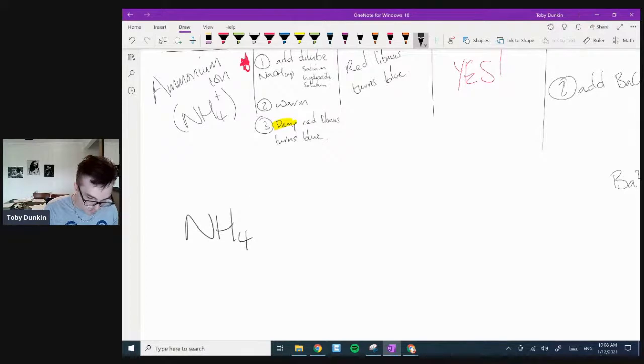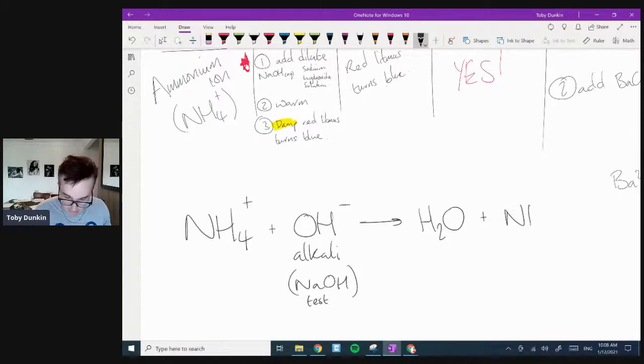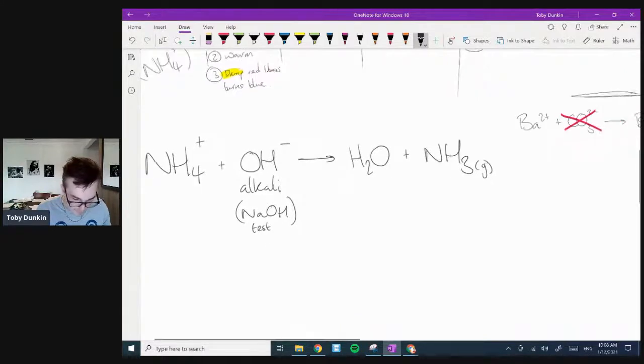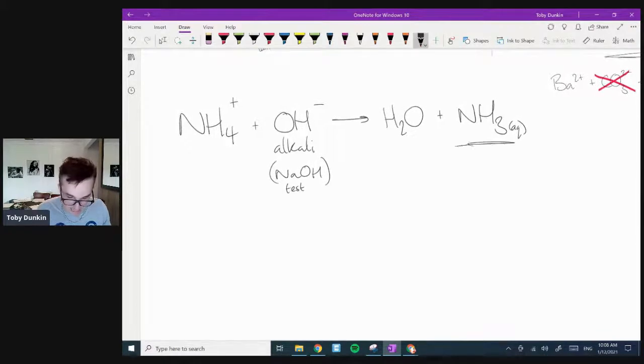The ammonium ion reacts with sodium hydroxide. Now, the sodium hydroxide produces the OH minus ion, which is an alkali. I'll put brackets. NaOH was the test. The sodium hydroxide is part of the test. You've got to say that. You can't just say OH minus. And what's going to happen is the OH minus is going to rip off a H and turn into water. And it becomes ammonia gas. Now, that ammonia gas is going to dissolve into the water. So what we now need to do is heat. This actually becomes ammonia aqueous, if you want to know the real bit, because it's dissolved in the water.